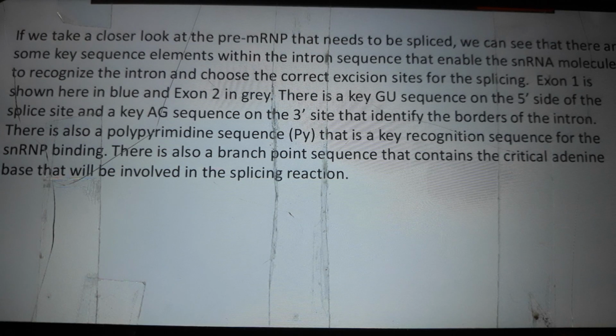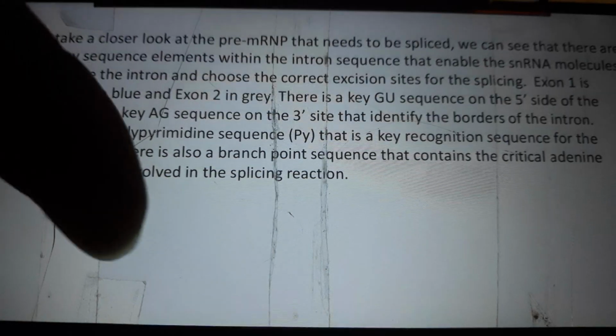There is also a polypyrimidine sequence, PY, that is a key recognition sequence for the snRNP binding. There is also a branch point sequence that contains the critical adenine base that will be involved in the splicing reaction.